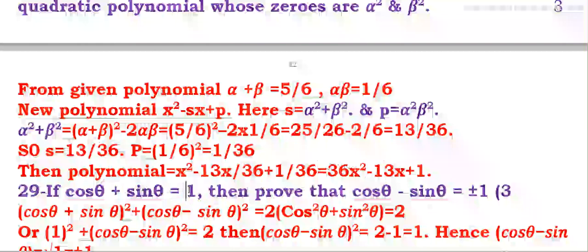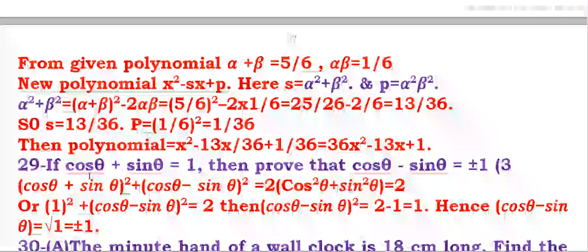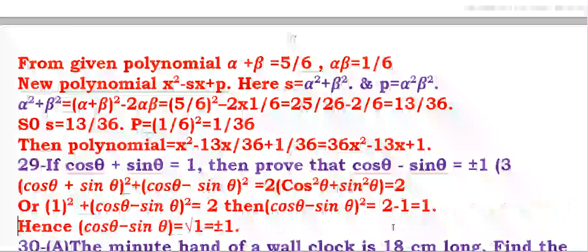Sin theta plus cos theta is equal to 1. Prove cos theta minus sin theta is plus minus 1. Cos theta plus sin theta whole square plus cos theta minus sin theta whole square is equal to 2 times cos square plus sin square. And the value of cos square plus sin square is 1, so it will be equal to 2. Put the value of cos plus sin as 1, then 1 square plus cos minus sin square is equal to 2, then cos minus sin square is equal to 2 minus 1, which is 1. Hence cos minus sin is equal to under root 1, which is plus minus 1.